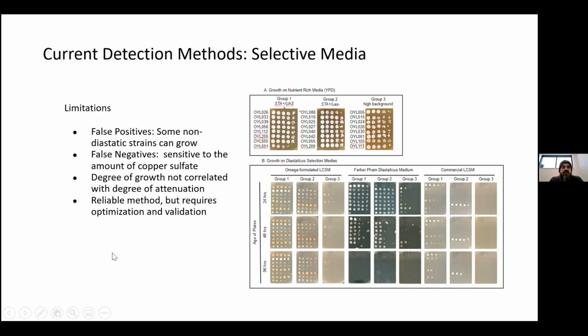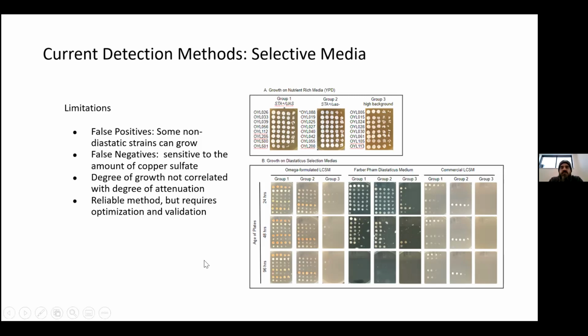So, some limitations of this type of media: false positives. Some non-diastatic strains can grow on it. False negatives: different strains are sensitive to different amounts of copper sulfate. And the degree of growth is not correlated to the degree of attenuation. It's just correlated to the amount of copper resistance. So this can be a reliable method, but it requires a lot of optimization and validation in your brewery. You're going to want to have some kind of positive controls to make sure your medium is behaving the way you expect it to.